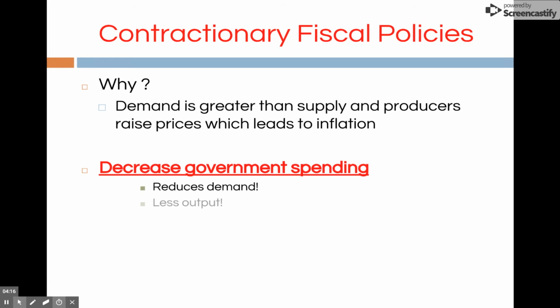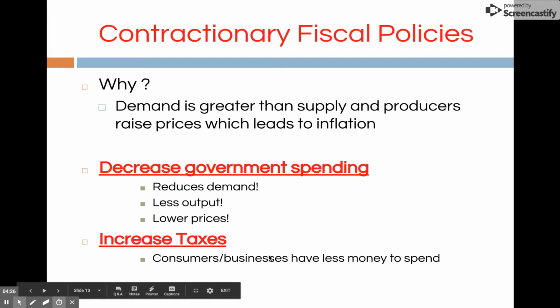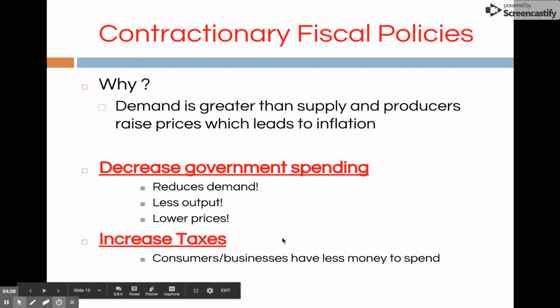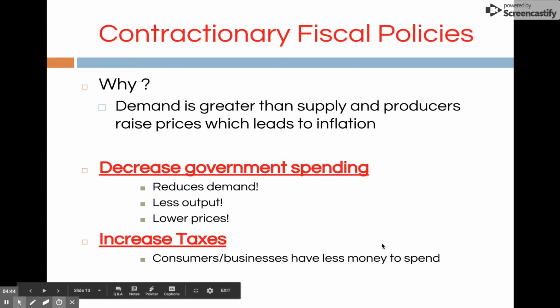So just the opposite. Reducing spending would reduce demand, reduce prices, reduce output, slow our economy down, and increasing taxes would take more money away from consumers and businesses. Probably a very unpopular opinion with increasing taxes. So usually what the government tries to do is they try to limit this spending, see where they can cut back. But it might naturally occur that taxes go up because people make more money and they fall into higher tax brackets.